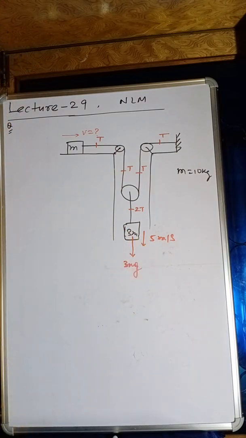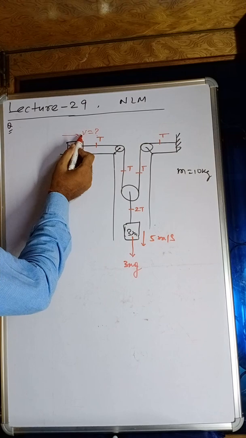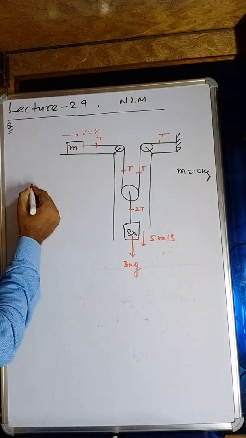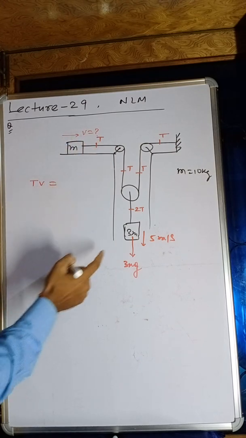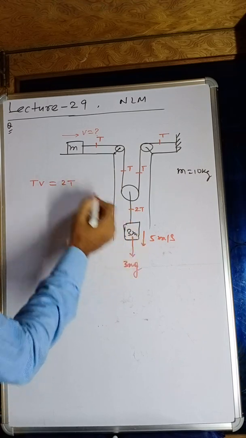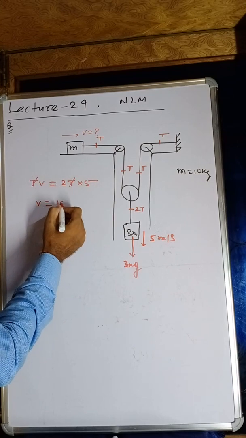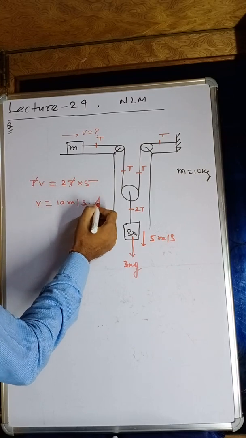But my dear student, we have to find the velocity. We can use that concept, the virtual method, in which we have studied the velocity and tension at this point, that is TV equals the velocity and tension for this one. It is 2T, and velocity is how much? The 5. T will be cancelled out, so V is 10 meter per second.